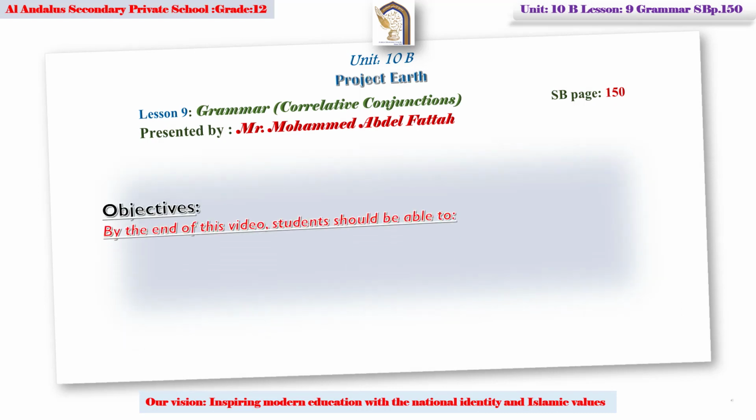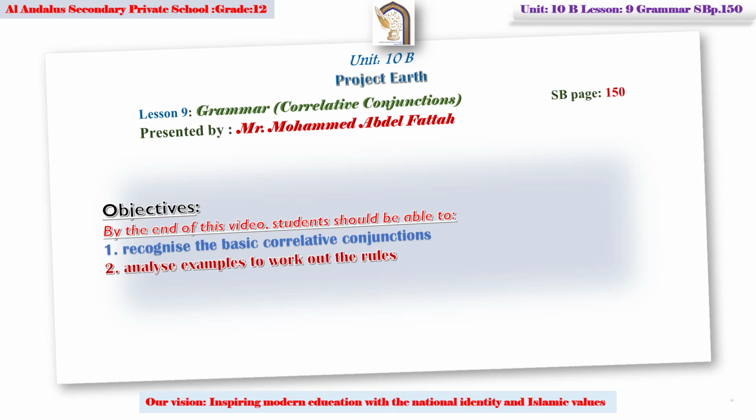By the end of this video, students should be able to: number 1, recognize the basic correlative conjunctions. Number 2, analyze examples to work out the rules. And finally, to read a text to elicit and fill in the missing correlative conjunctions. Welcome aboard everybody. Off we go.